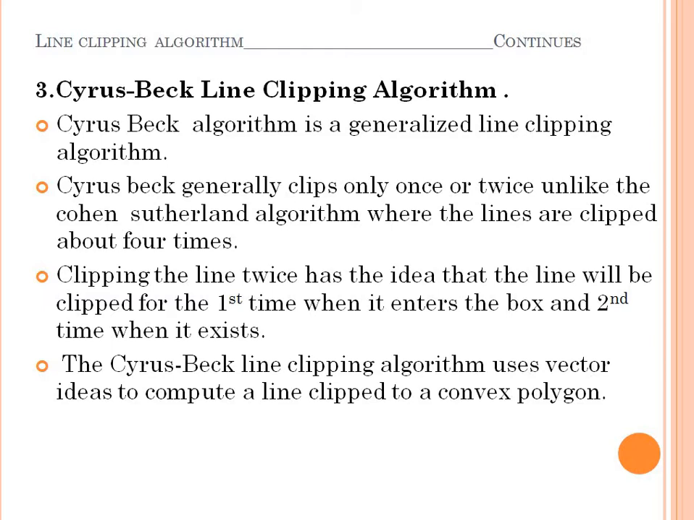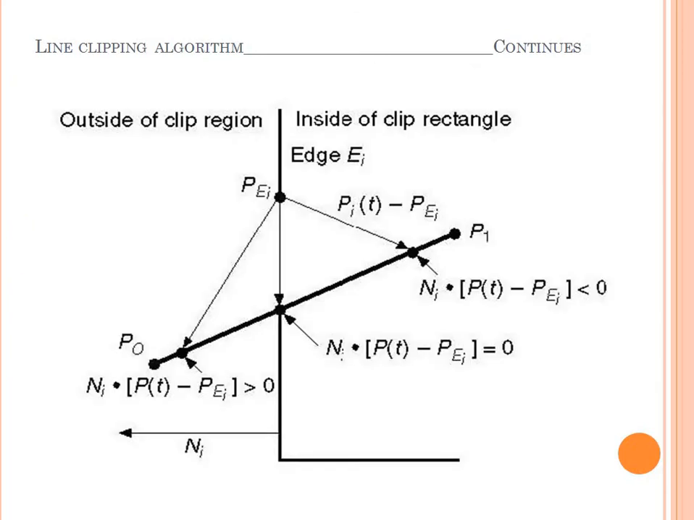Cyrus-Beck generally clips only once or twice, unlike the Cohen-Sutherland algorithm where the line is clipped about four times. Clipping the line twice means the line is clipped the first time when it enters the box, and the second time when it exits the box. Here you see the line P0 P1. When the line enters the clipping window, the rectangular window, it is clipped the first time, and the second time it exits the rectangular window.